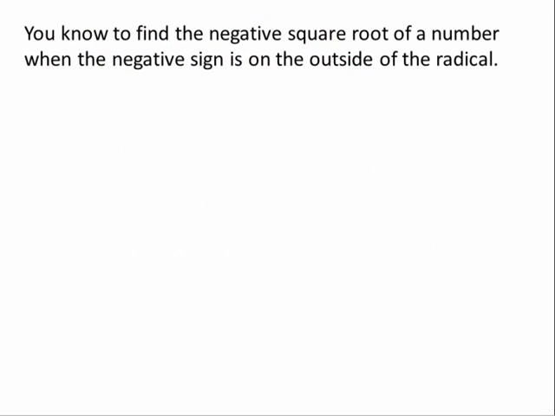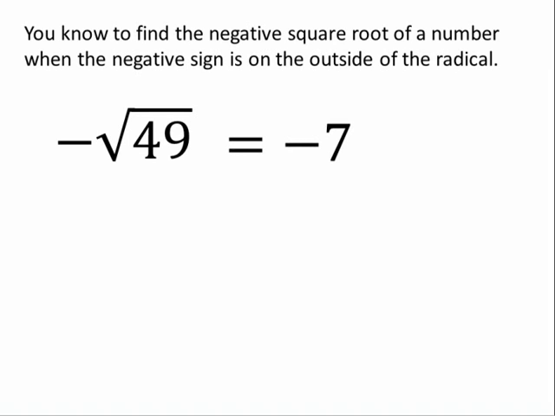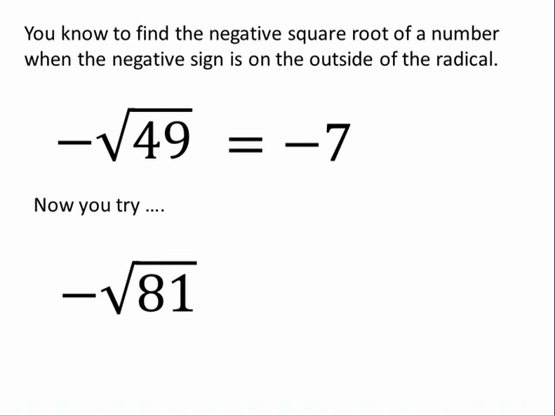You know to find the negative square root of a number when the negative sign is on the outside of the radical. For example, if the problem was displayed -1 times the square root of 49, you would take the principal square root, which is 7, and negate it to -7. Essentially, the radical represents the positive root, and anything outside of that is just an operation on that number. So you try, what is -1 times the square root of 81? We'll take the principal square root of 81, which is 9, and negate it to -9.